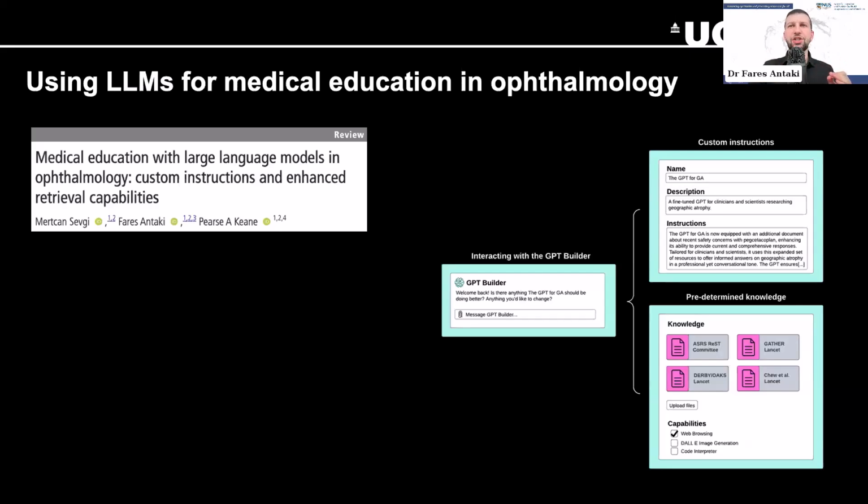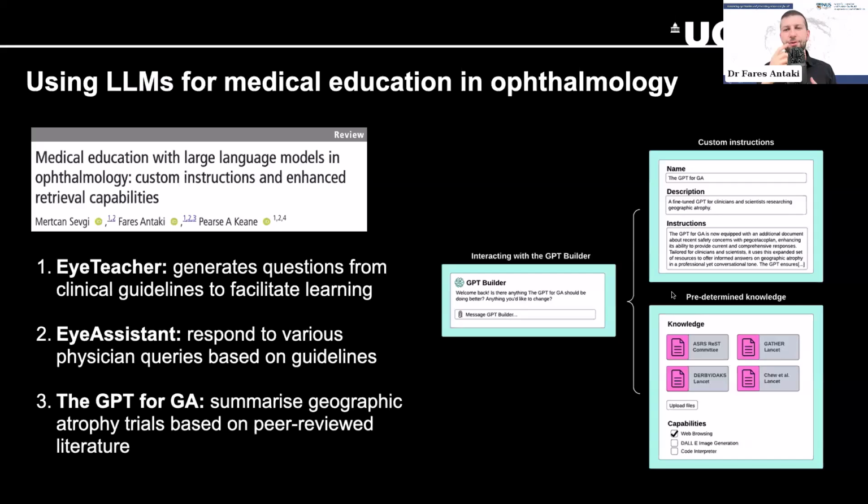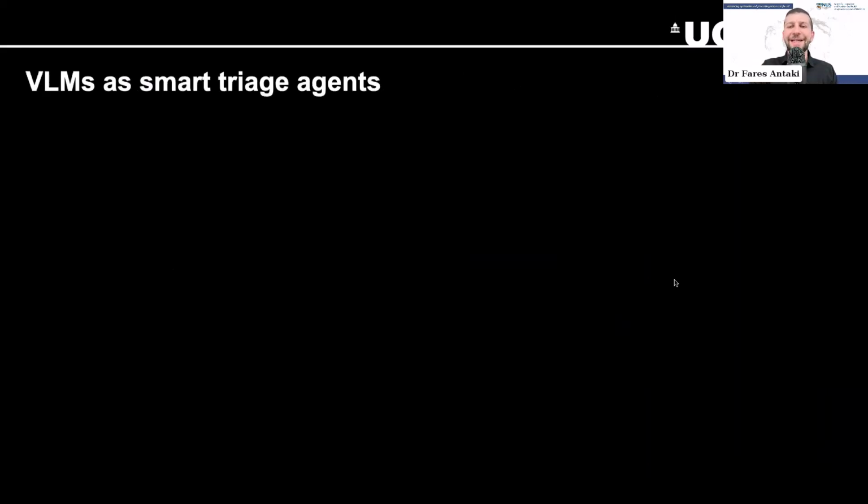We also talk about the limitations, and we introduce as examples three possible GPTs. One is called iTeacher, that generates questions from clinical guidelines to facilitate learning. And this idea was inspired by Yi Chung's work. Eye Assistant, which responds to various physician queries based on guidelines. And one of my favorites is the GPT-4 GA that summarizes geographic atrophy trials based on peer-reviewed literature. Those are all examples, and they're very niche topics, but feel free to go and try and use them to your own benefit.